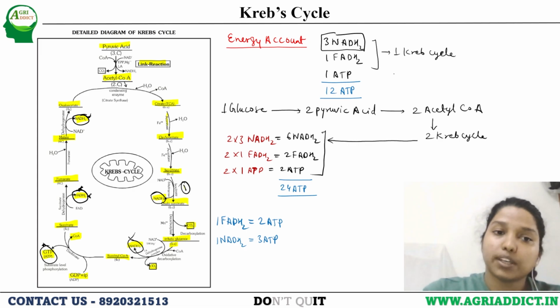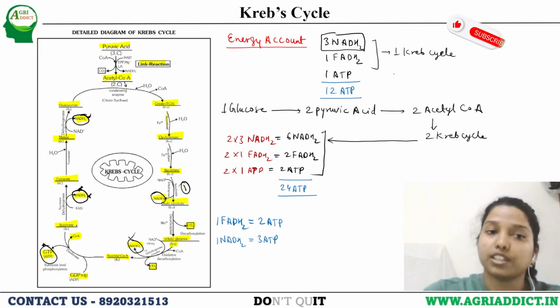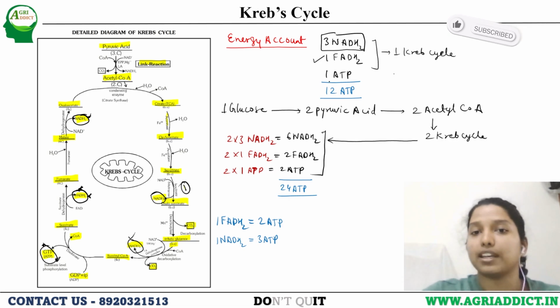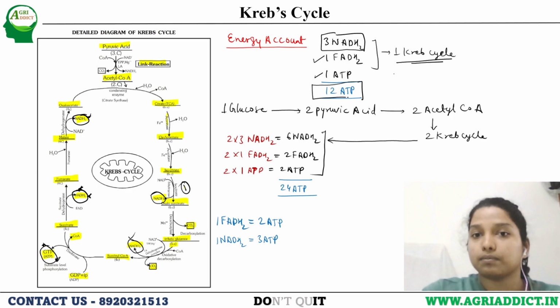One FADH2 here. While converting succinate to fumarate, we are getting one FADH2 and one ATP, which is in the form of GTP, which is equivalent to ATP. So we are getting one ATP. So during one Krebs cycle, we are getting 12 ATP.